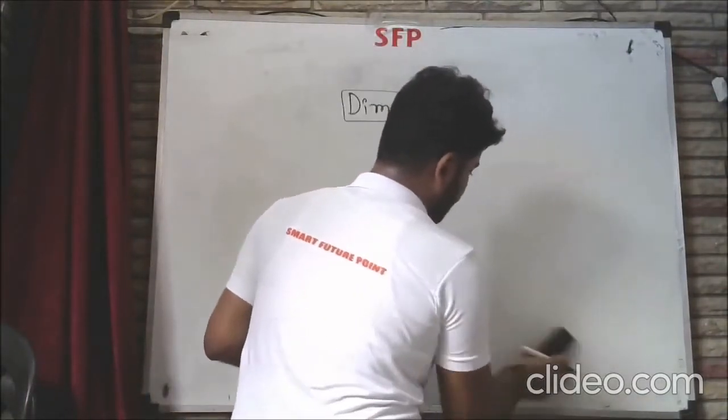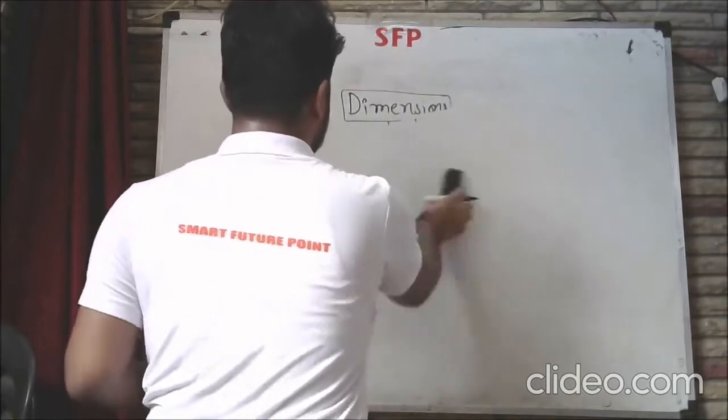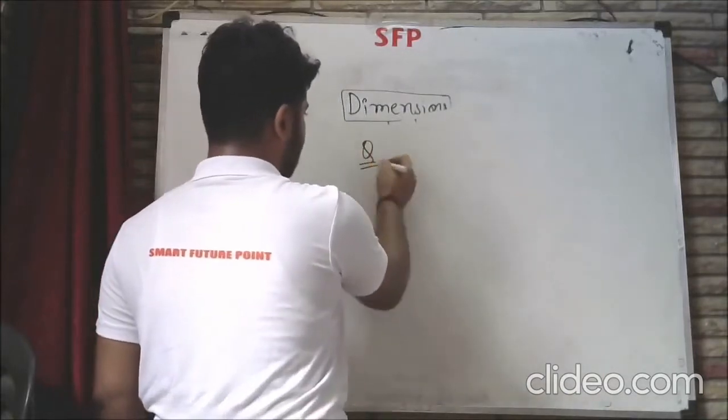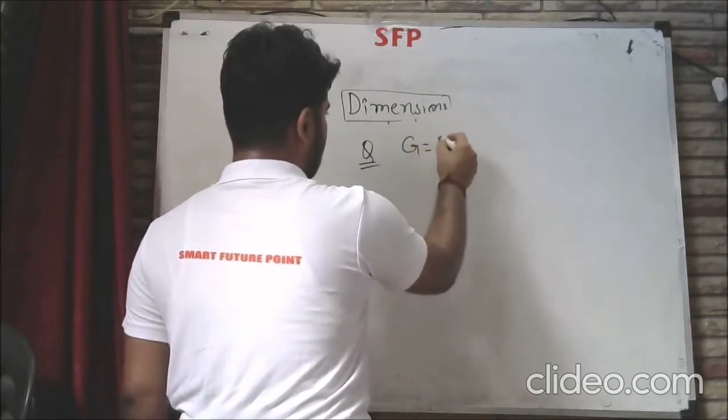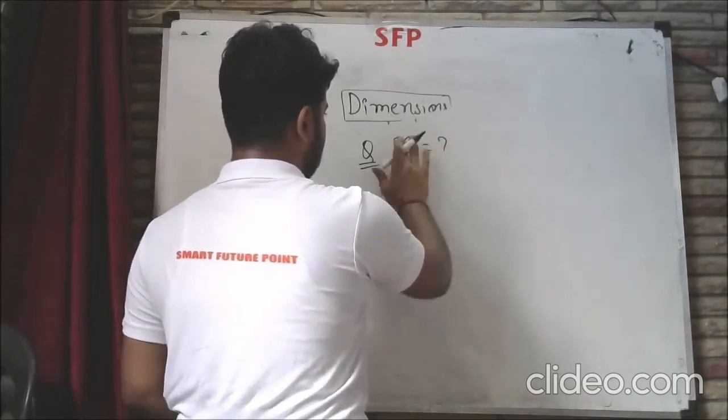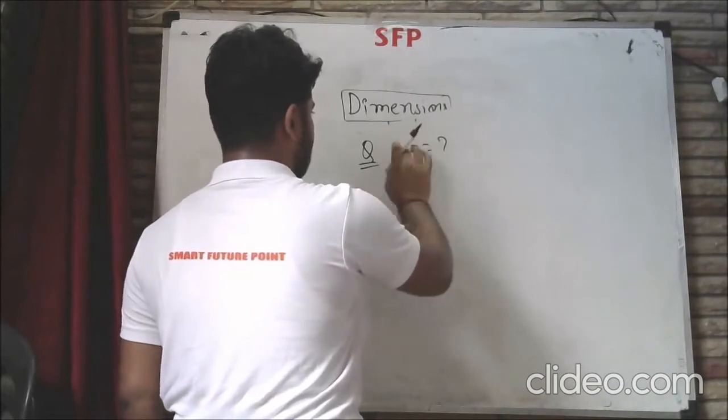Now I am going to give you some questions that you have to find yourself, then I will give you the solution. You have to find the gravitational constant. What will be the dimension of this gravitational constant?